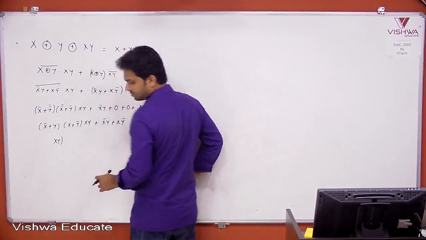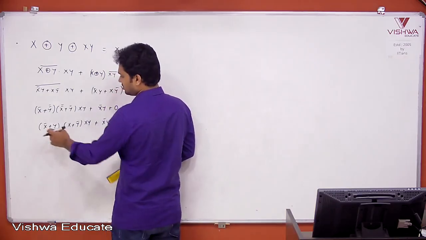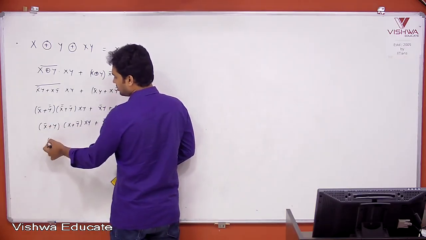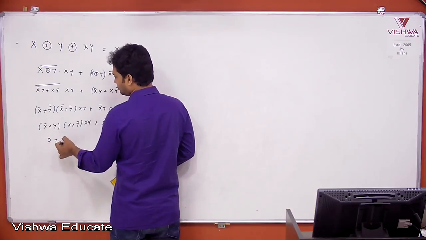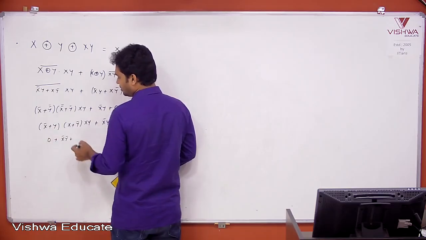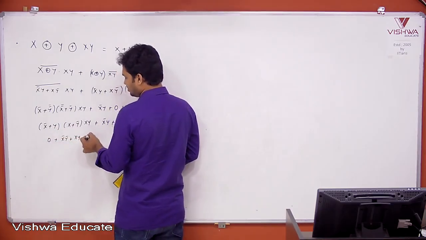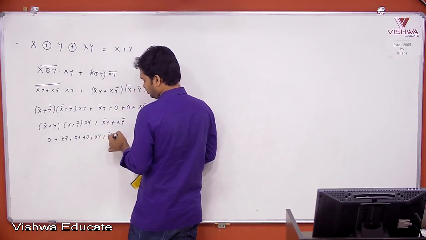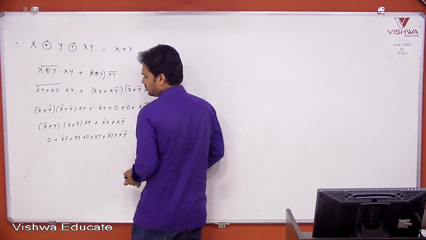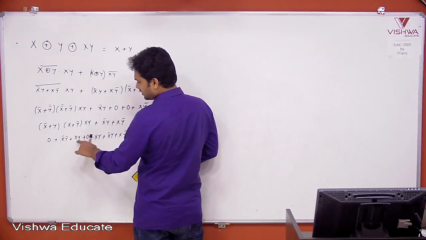Or one second. Better to expand this first. X into X bar is 0. X bar into Y bar plus X into Y plus Y into Y bar is 0. Okay. Now you can take XY plus XY. What is the answer?